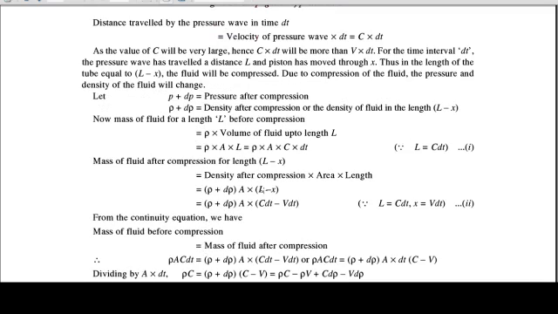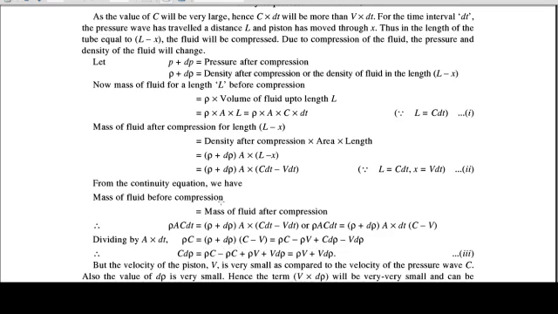As we know that L is equal to C dt and X is equal to V dt. So the equation becomes (rho plus d rho) into area into (C dt minus V dt). This is our second equation. So up to here we have calculated the mass of the fluid before compression and the mass of the fluid after the compression.